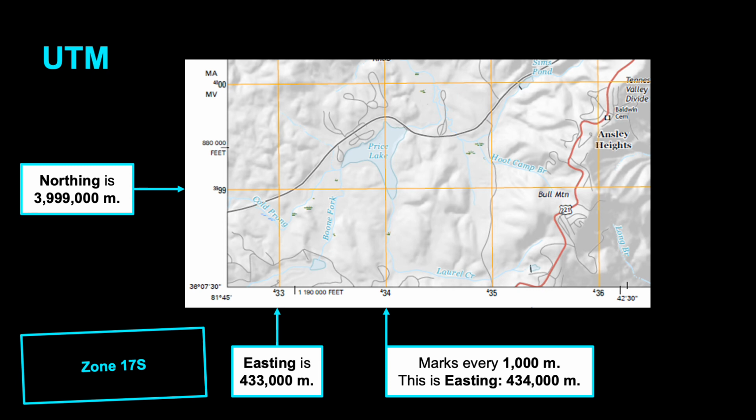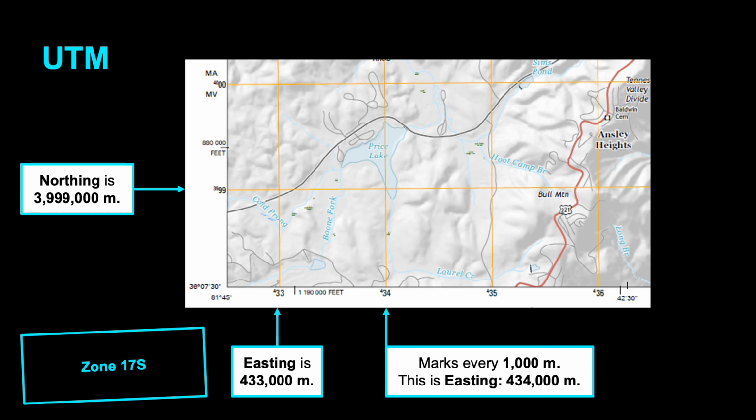Again, UTM is represented by yellow grid lines instead of tick marks. Every yellow line is labeled with the northing or easting value. Northing values are in millions, while easting values are in hundreds of thousands. Like SPCS, UTM is best explained by looking at an example.